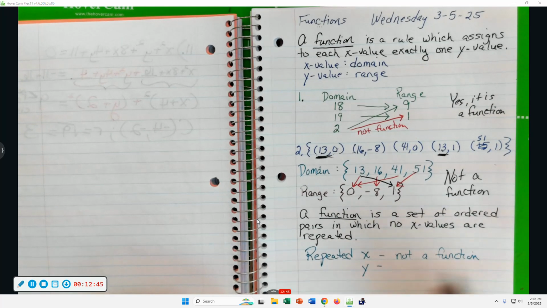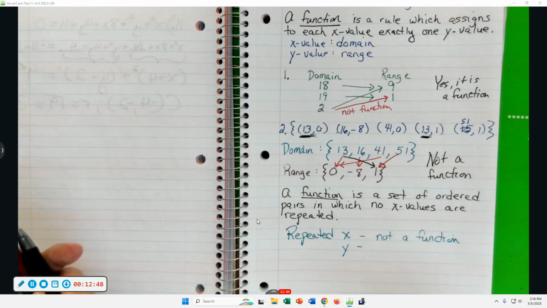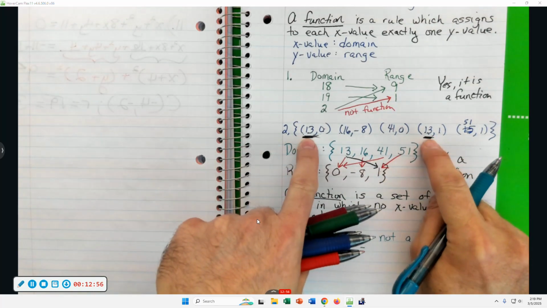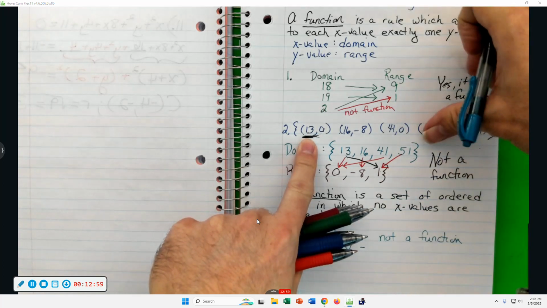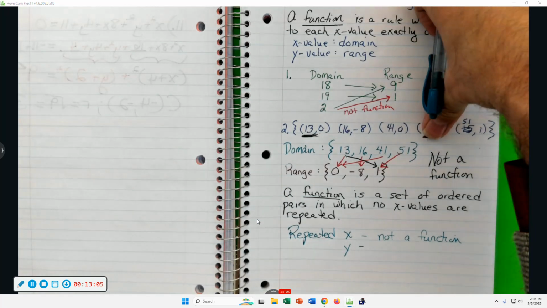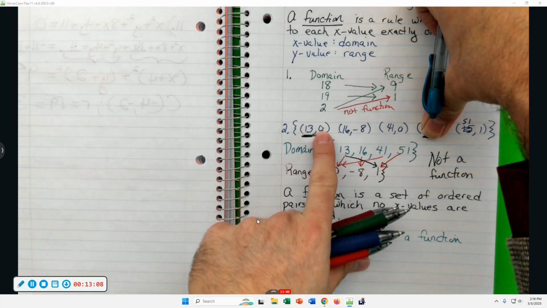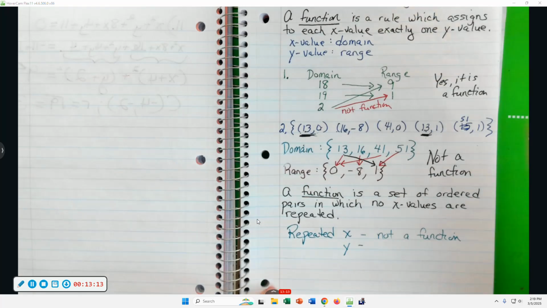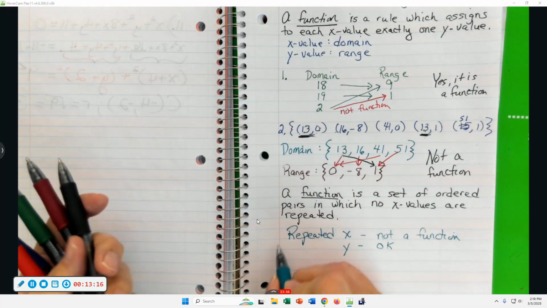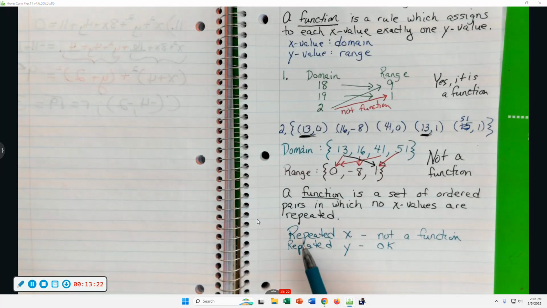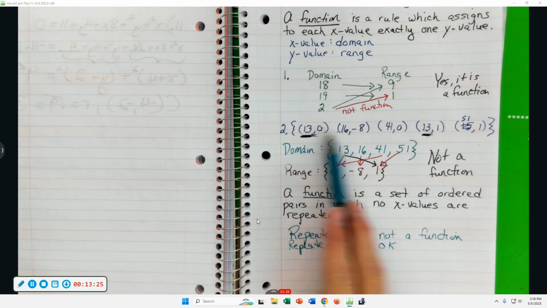Now what about repeated y's? Well, that's irrelevant. The reason that this is not a function is because the x is 13. If I covered up that 13 comma 1, it would be a function, even though, notice, there's repeated y's. Okay? A repeated y is okay. There's no reason you can't have repeated y values. But a repeated x value means not a function.